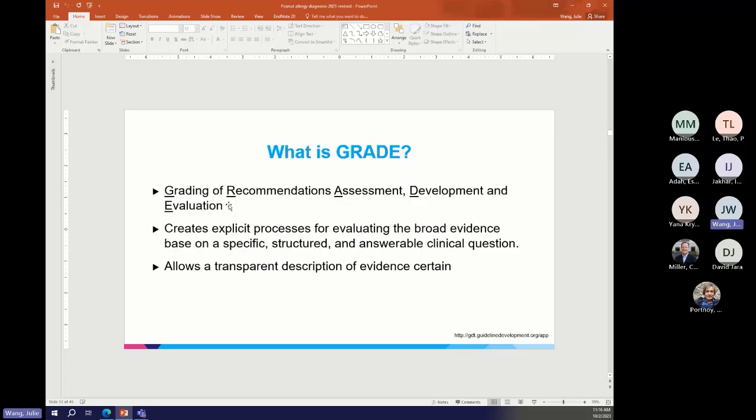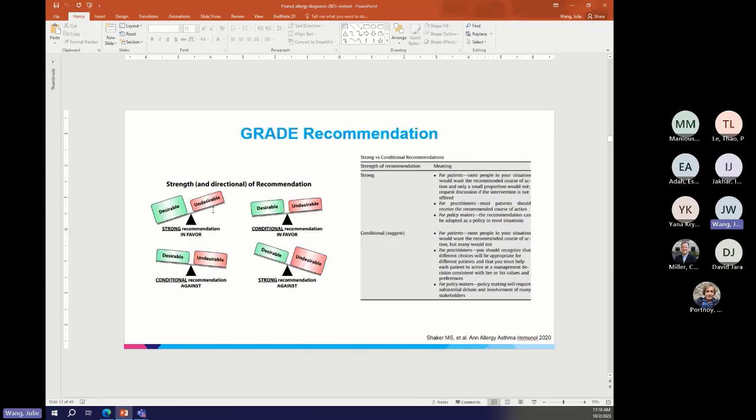And what GRADE means is Grading of Recommendations, Assessment, Development, and Evaluation. What this does is it creates an explicit process for evaluating the broad evidence based on specific, structured, and answerable clinical questions, and allows for a transparent description of how certain we are of the evidence that currently exists.